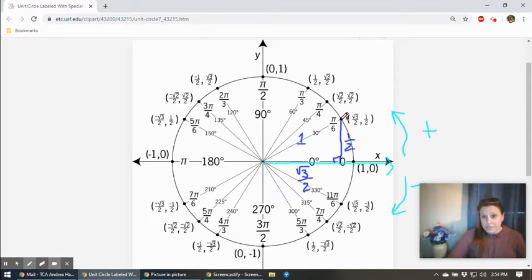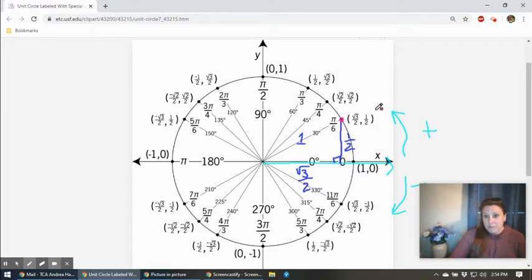So the coordinates of this point right here: in the x direction, we've gone the square root of 3 over 2, and in the y direction, we've gone up 1/2. So this point is at square root of 3 over 2, 1/2.